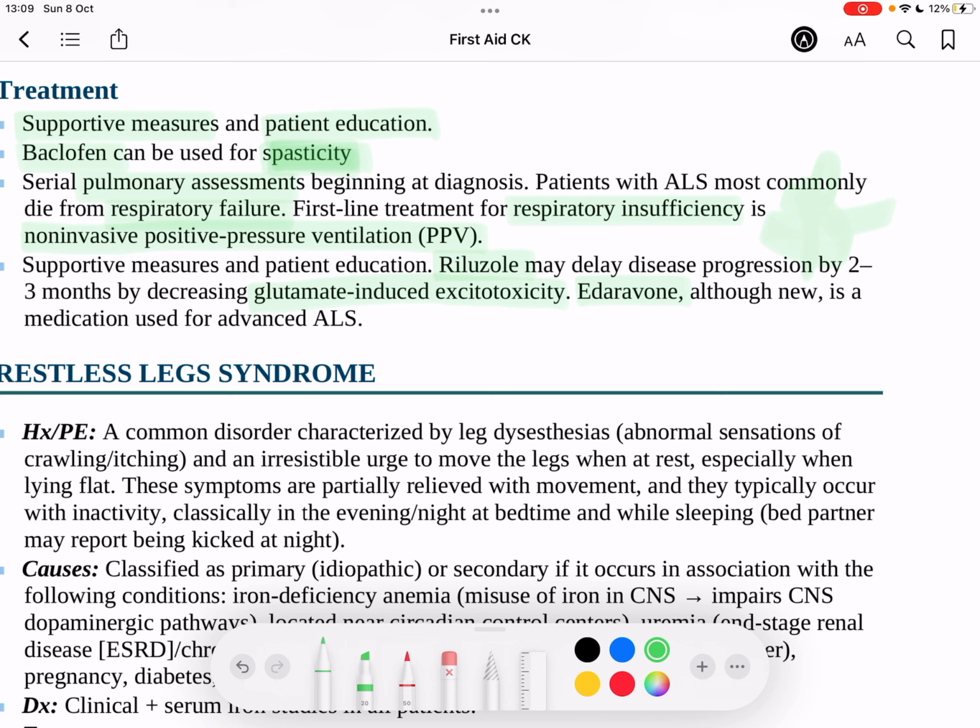But the main one that they like to quiz you on is riluzole, and you can remember that by RILU-ZOL. Okay, I've just spelled that slightly wrong, and this in the name can remind you of Lou Gehrig, who I think is the baseball player who died of ALS, which is the other name. So it's like riluzole, and that can remind you that it's for ALS.